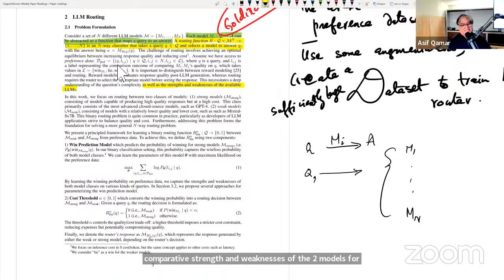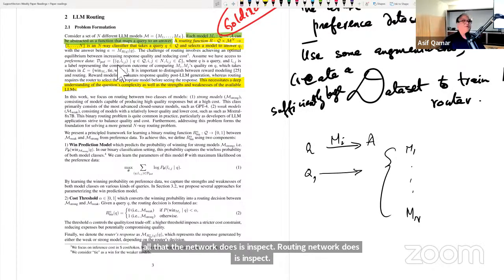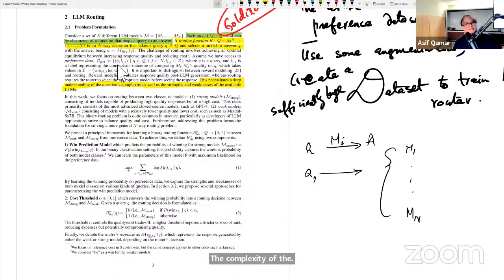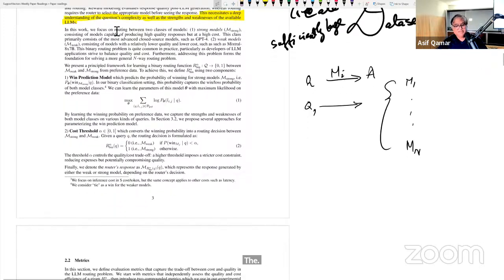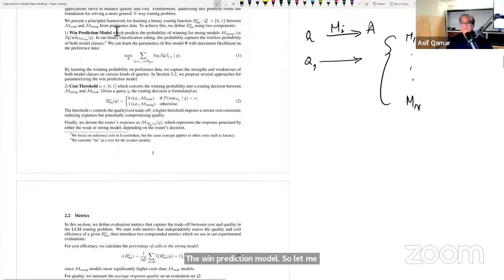Right? So that is an important point, because let us not assume that all the routing network does is inspect the complexity of the question. It is looking at the complexity of the question contextualized to the strength and weakness of the different LLMs. So how would you do that? The win prediction model.